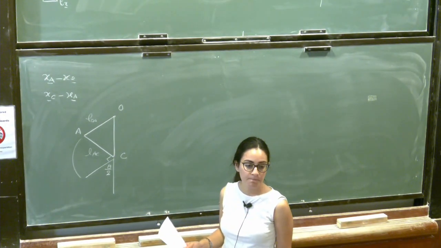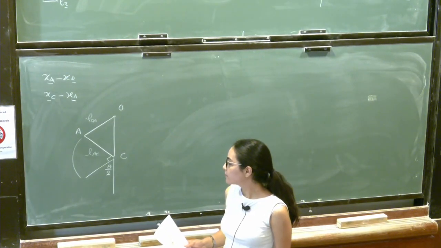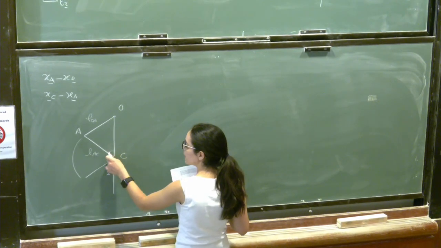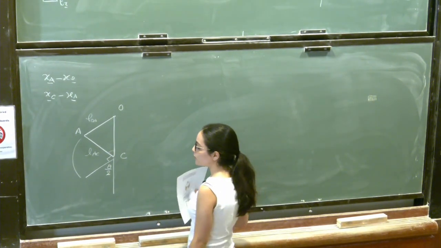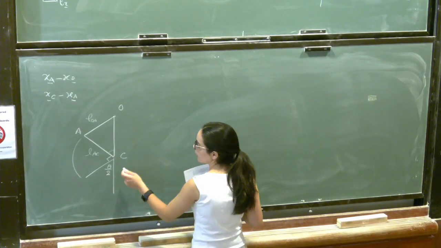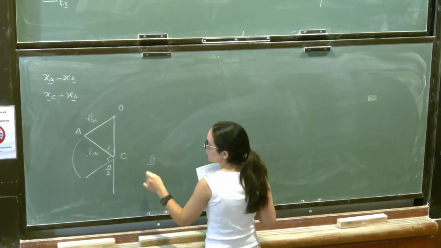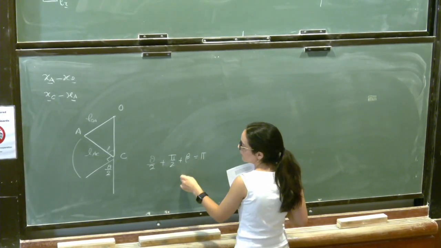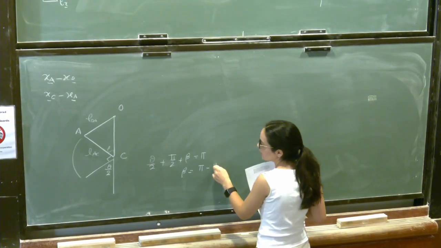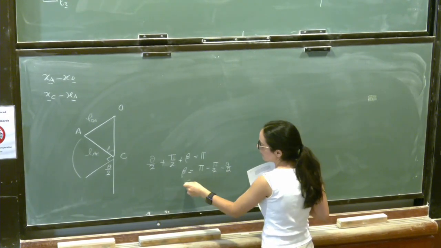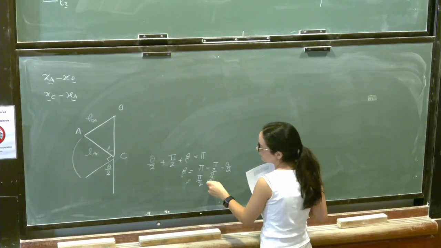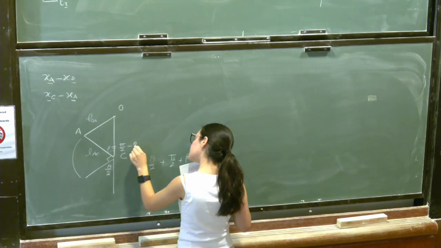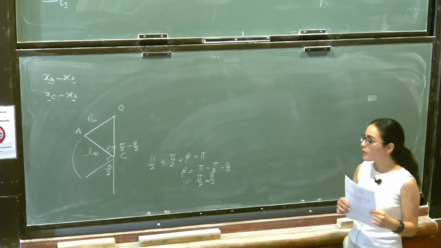You can say that the angle of C is 180 minus 90 minus theta. Right. Okay. So theta over 2 plus 90 plus this angle should be 180. So theta over 2, call it beta. Theta over 2 plus pi by 2 plus beta is equal to pi. So beta is equal to pi minus pi by 2 minus theta over 2. So that's pi by 2 minus theta over 2. Okay. Great. Then what?